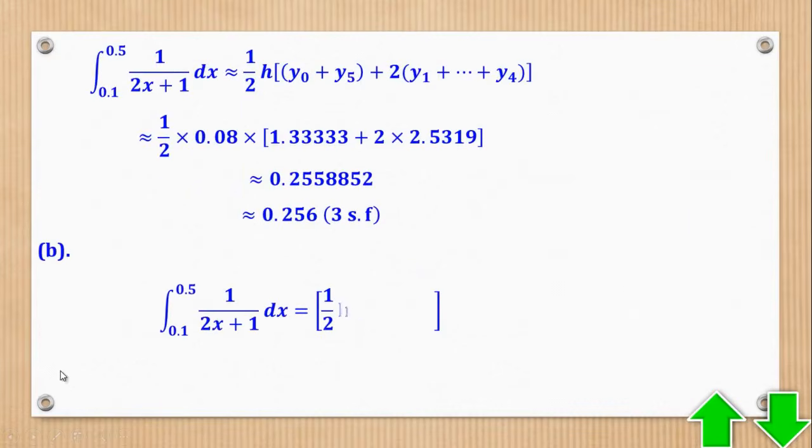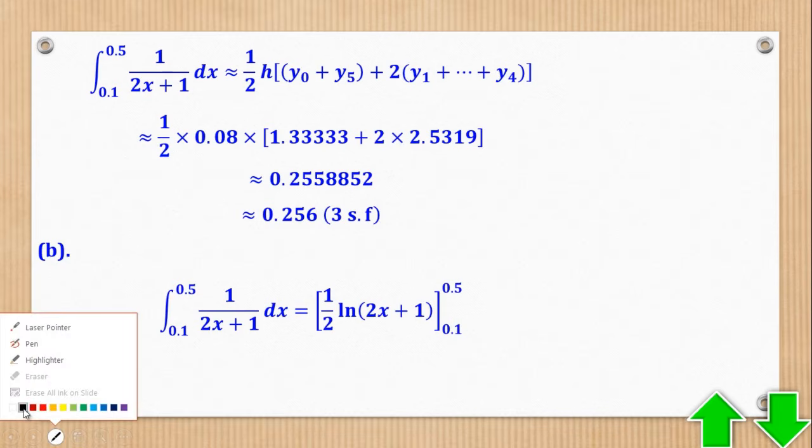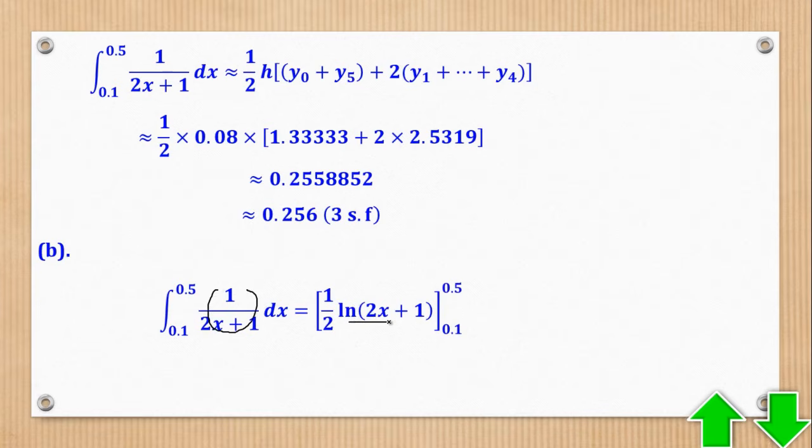So we shall integrate that. When I integrate this, I'll come up with a half ln 2x plus 1. You already covered integration on this very platform, so you can go to the playlist and find out more about integration. Then put on the limits 0.1 to 0.5.